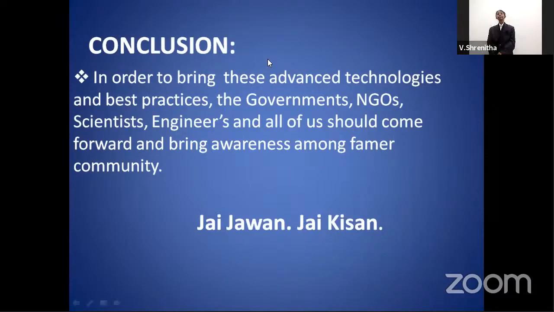Okay, now let us come to the conclusion. We all know the different types of technology, but how is the farmer using them? Is he or she using all these technologies? Not only these technologies, we should apply the best practices so that we can get good yields. And it is the responsibility of every citizen to bring awareness among farmers and let them know what types of technologies are available for them. So Jai Jawan, Jai Kisan.